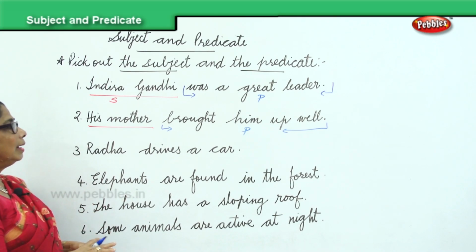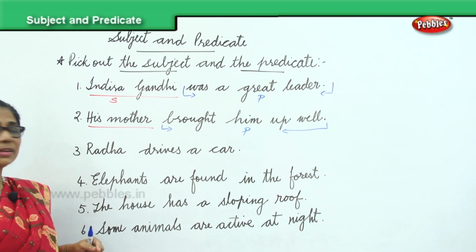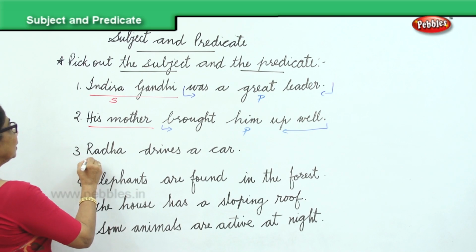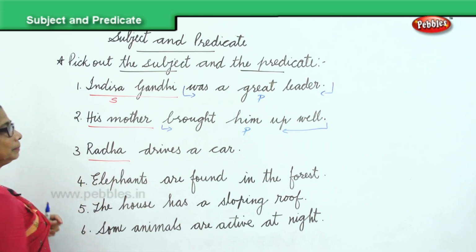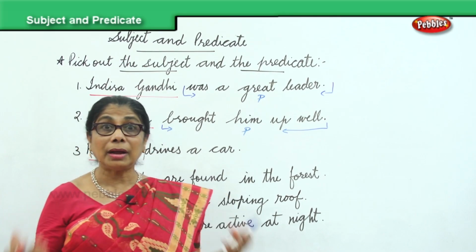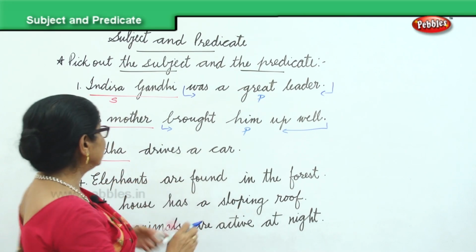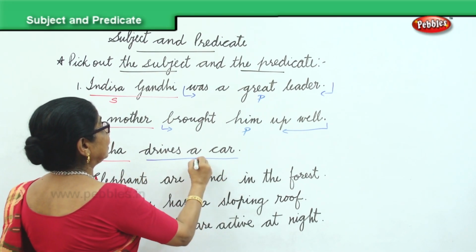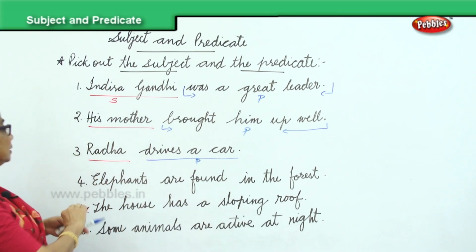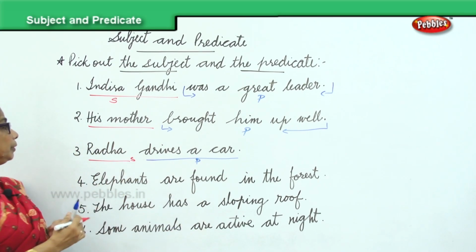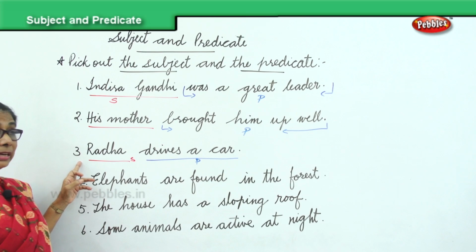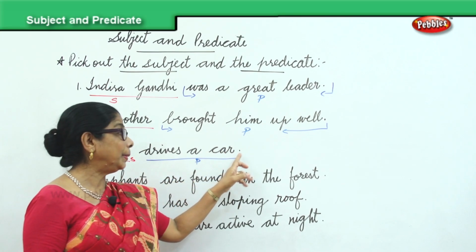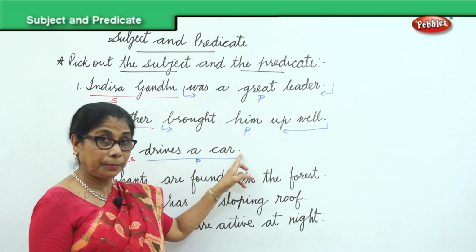Next one is Radha drives a car. Radha is the subject. We are talking about Radha. She can drive a car. So drives a car, that's the predicate. This is the subject and the predicate. So Radha begins with a capital letter, the name of a person, and ends with the full stop.